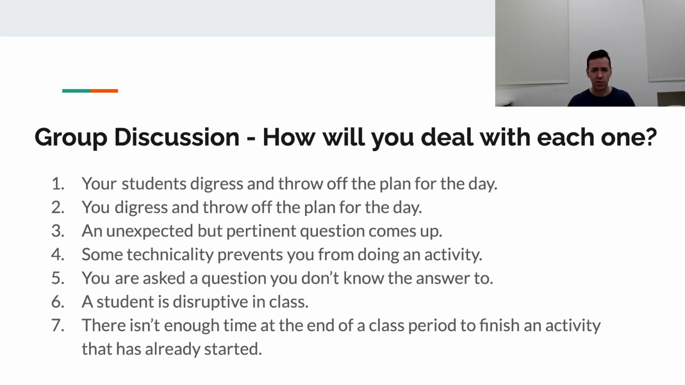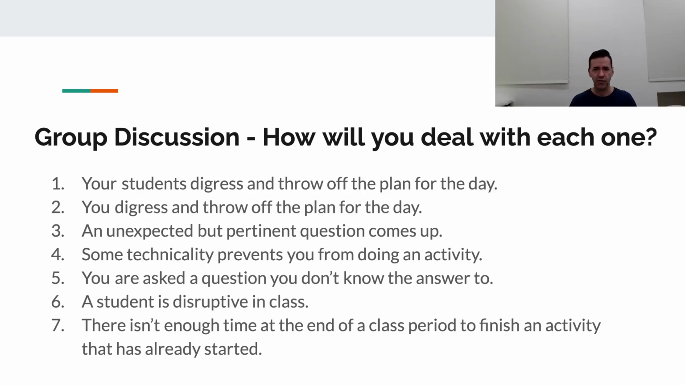Okay, and then the last one, there isn't enough time at the end of a class to finish an activity that's already started. So you have to make a judgment call here. Usually if it's me, I won't even start the activity because if I think that I won't have enough time, I'll just say, you know what, we're gonna skip the activity and do it next week or next class. And for the final 10 minutes, we're gonna do something else. You should always be flexible.